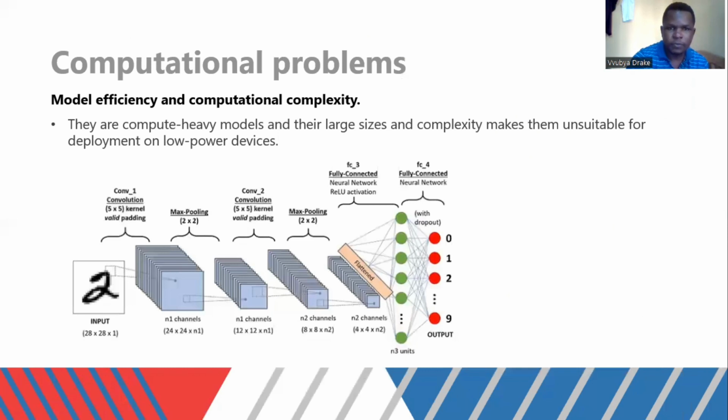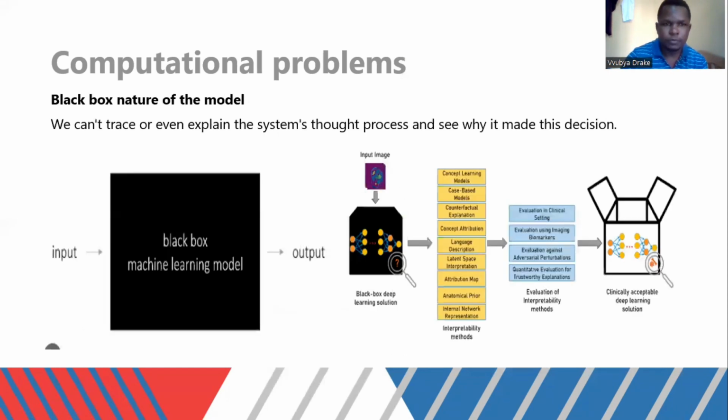Then the computational problem is model efficiency and computational complexity. They are compute-heavy models, and their large size and complexity make them unsuitable for deployment on low-power devices like phones and tablets. That's one. So there's a need for less complex models. Then there is the black box nature of these models.